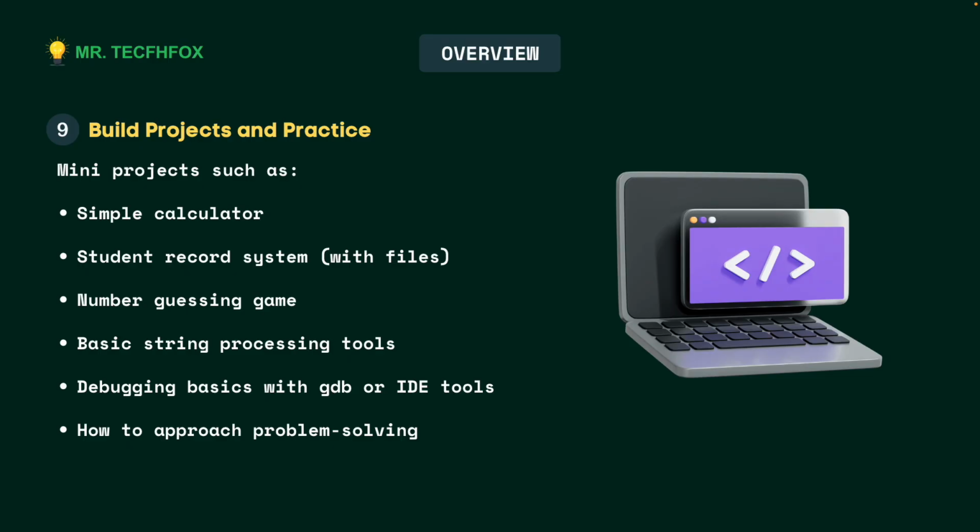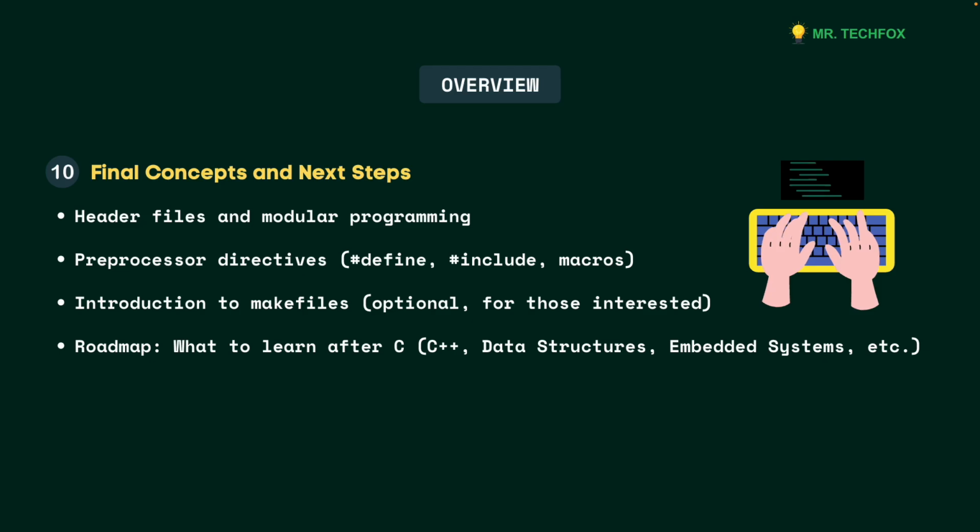We'll show you basic debugging techniques using tools like GDB or your IDE's built-in debugger. Then we'll learn how to approach coding challenges systematically, improving your problem-solving skills. And this is the final module. You will learn how to split your programs into smaller, manageable modules using header files. We'll dive into define, include, and macros, explaining how these help in organizing your code.